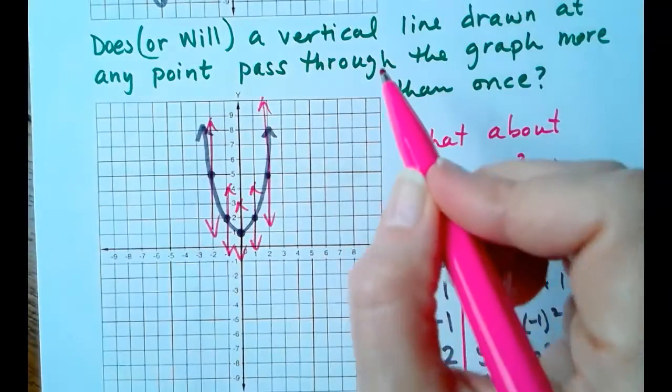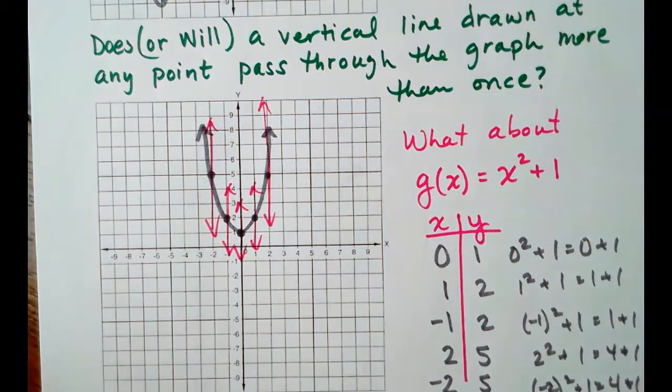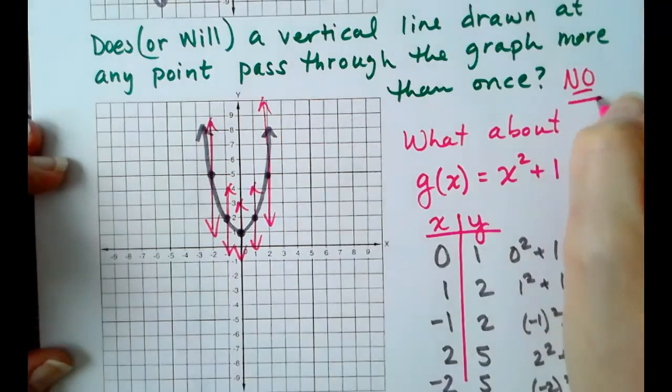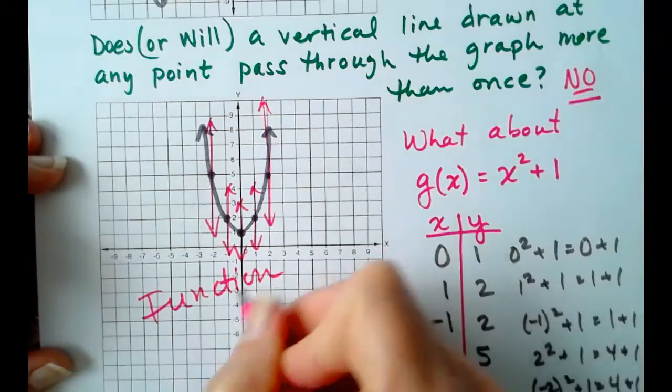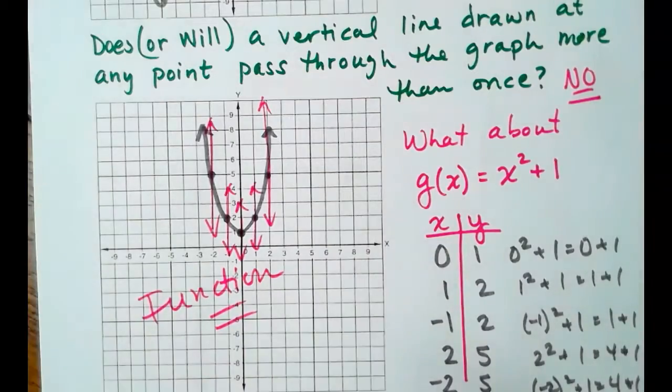Does or will a vertical line drawn at any point pass through the graph more than once? If the answer is no, then you do indeed have a function. So back to my question.